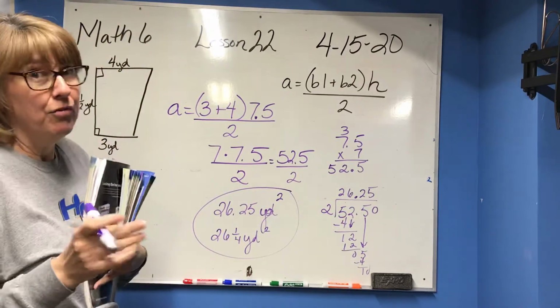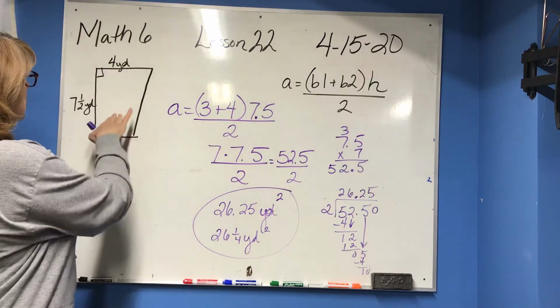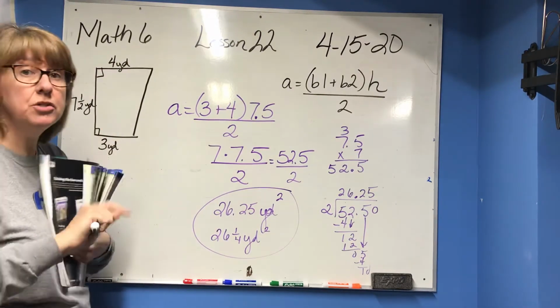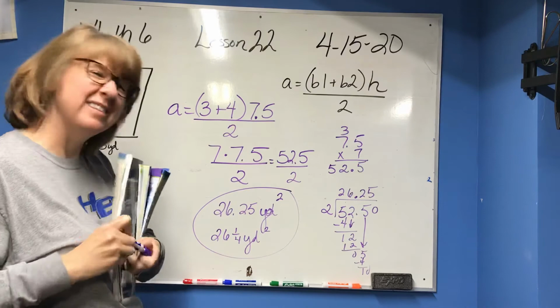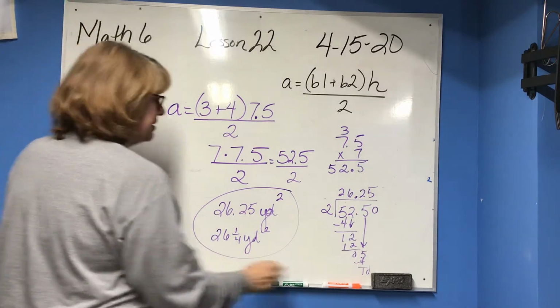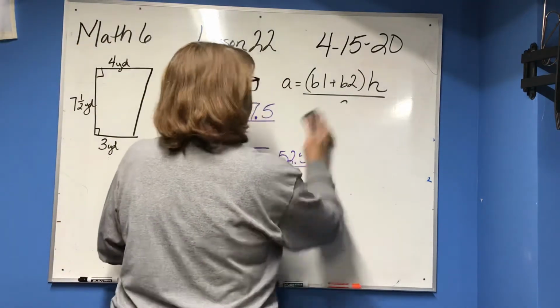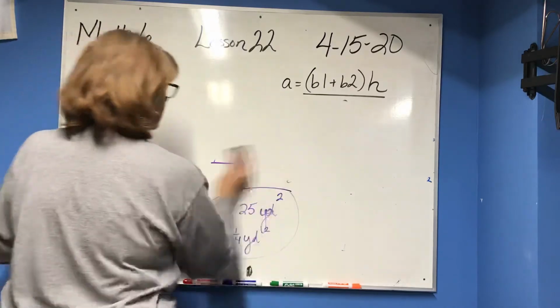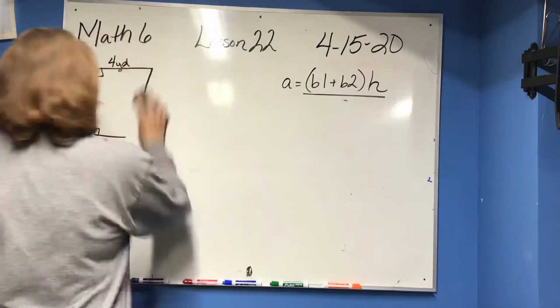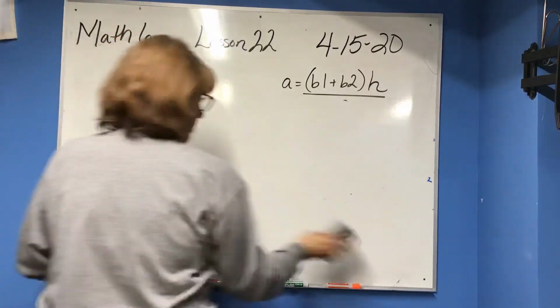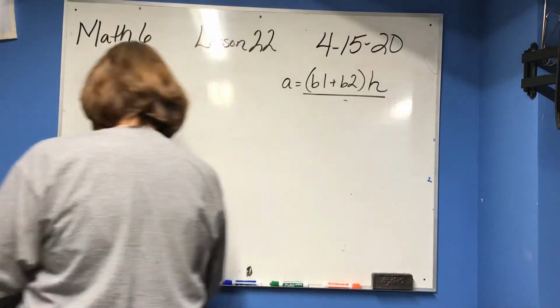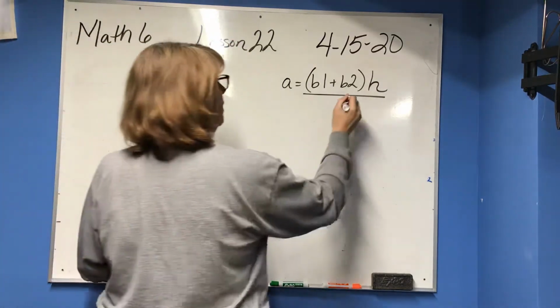I think that's a little faster than cutting this into a rectangle and a triangle. We could do it. We absolutely could do it. But this is a little faster. Okay, let's take a look at the last one. Oh, I erased my formula. Okay, I'm on number 14. Here, I'll put my 2 back.